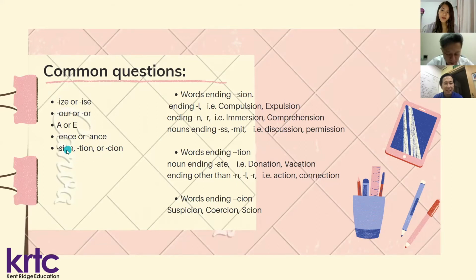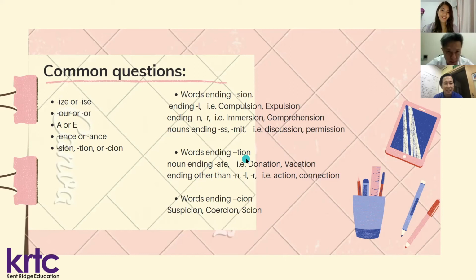Right? Last but not least, we have this type of questions, which is when the words end with SION, TION, or CION, so all the shun questions. Okay, so this is where it gets a little bit nitty-gritty, right? If the word ends with an L, for example, compel, okay, then you would turn it into compulsion with a SION. If the word ends with an N or R, for example, immerse, okay, comprehend, then you would end it with SION as well. If it's a noun ending with an SS or MIT, okay, for example, discuss, permit, you would also use SION. Okay, so this is a little bit harder to grasp. It will be good if you read a lot more, you practice a bit more, but if you keep in mind these rules, you're not going to go wrong.